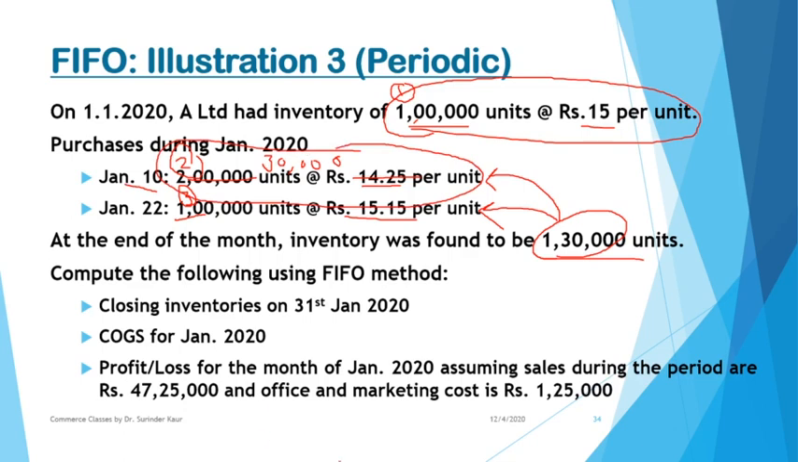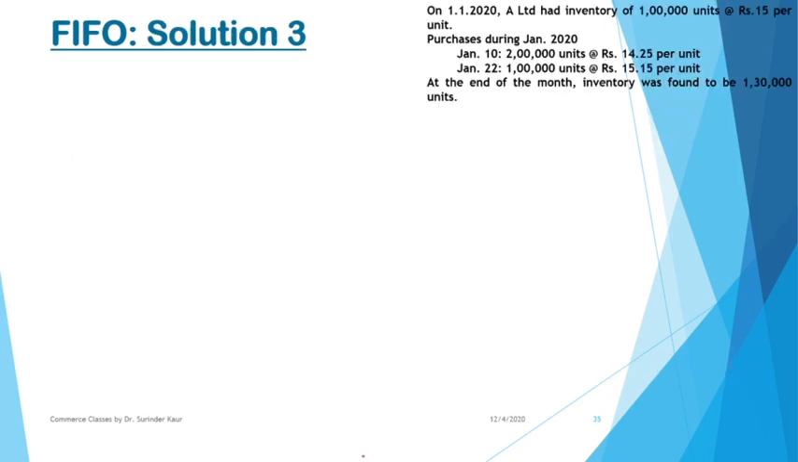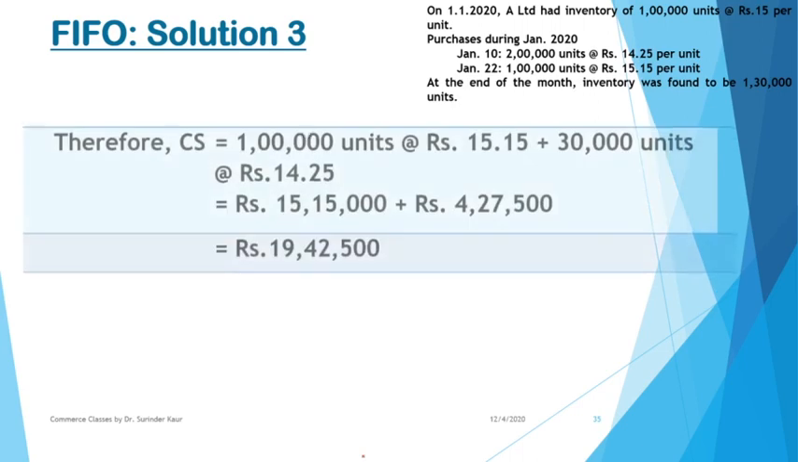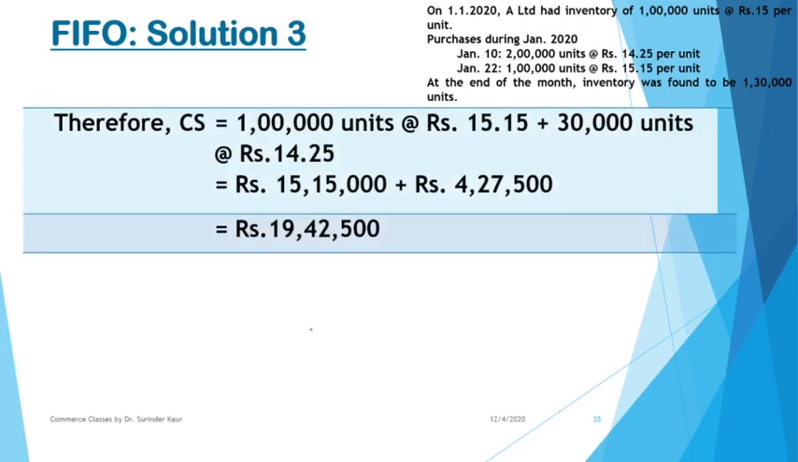Once we know the cost of goods sold, profit and loss can be measured. We are given the prices. So now I am explaining this. Closing stock, as we explained earlier, is 1 lakh units at the rate of 15.5, then 30,000 units at the rate of 14.25. That gives you closing stock of 19,42,500.